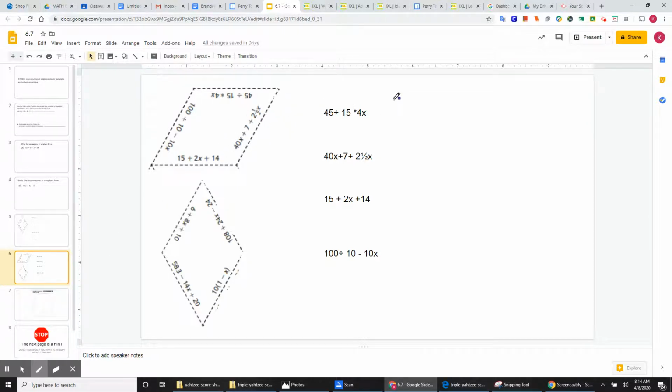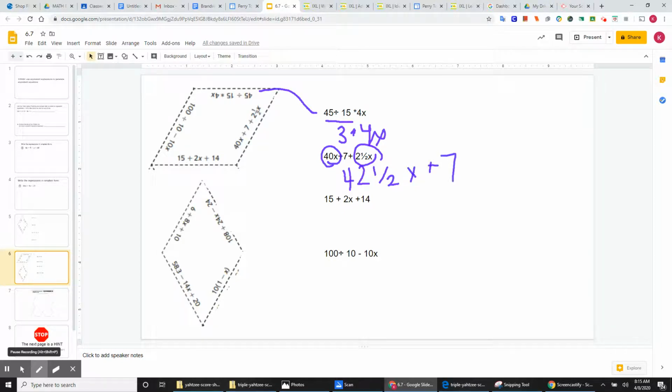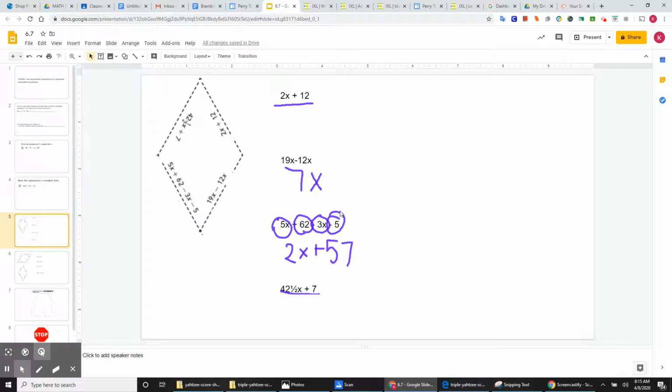For the first problem, I'm going to do 45 divided by 15 times 4x. This will simplify. 45 divided by 15 is 3 times 4x. For the next one, we have 40x and 2.5x, and we're going to add those together. So we would get 42 and 1/2 x plus 7. Ooh, I remember seeing that on this side. We have 42.5x plus 7.